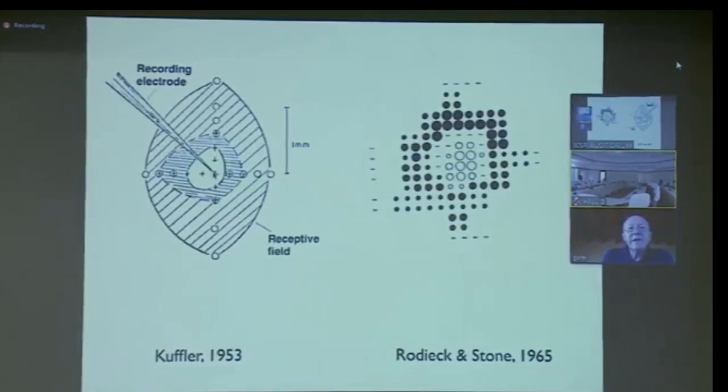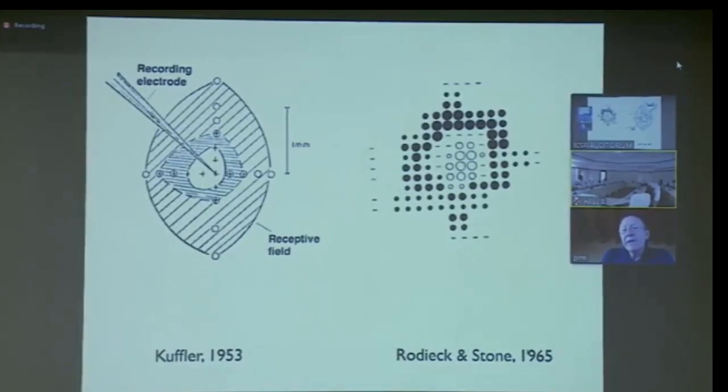Here is the electrode, retina, and here Stephen Kuffler is mapping out places which show increases in action potential and places which show decreases in firing, which is an on-center cell, and an intermediate zone that shows some sort of combination, plus and minus. And you can see the field is roughly circular, very roughly. And the zones are roughly concentric. The center is roughly concentric here with the surround.